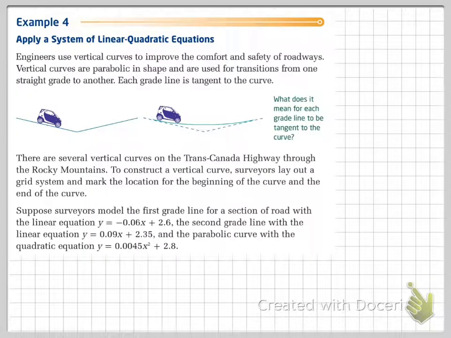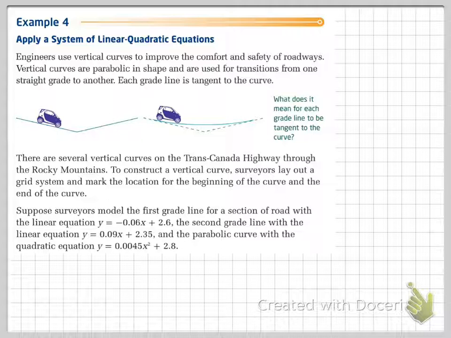Okay, in our last example today, it says to apply a system of linear quadratic equations. Engineers use vertical curves to improve the comfort and safety of roadways. Vertical curves are parabolic in shape and can be used for transitions from one straight grade to another. Each grade line is tangent to the curve. There are several mountain curves on the Trans-Canada Highway through the Rocky Mountains.